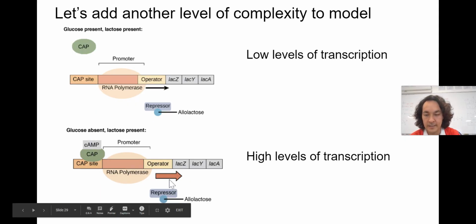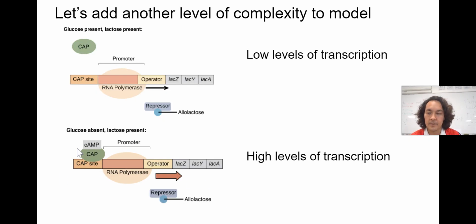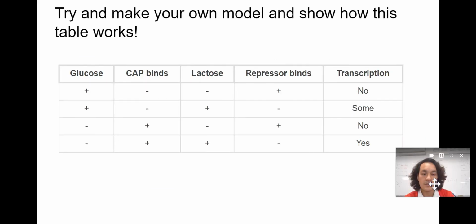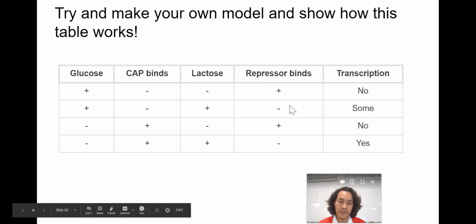You can see by the shape of the arrow from OpenStax. So lactose is there, it removes the repressor, and it's going to happen at a higher rate because it's being enabled by CAP, because CAP was enabled because of the lack of glucose. So just showing another level of complexity to the model. So can you build your own, right? And you can use this chart to help you practice it and go through it.